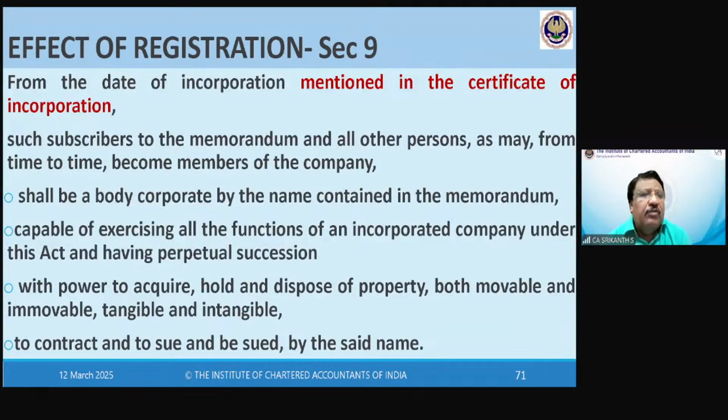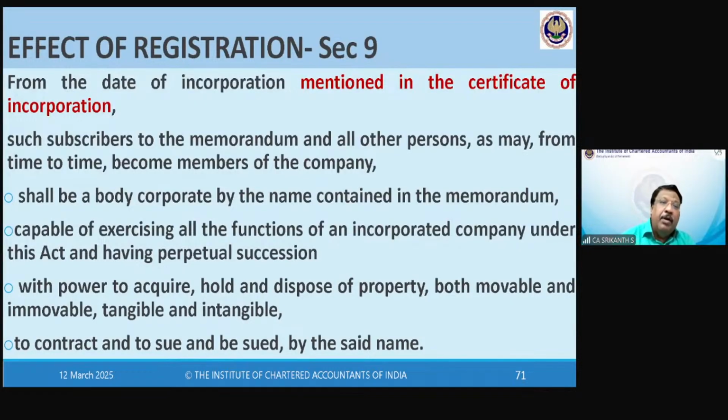So we saw what is the procedure for incorporation. At the end of the process of incorporation, we have something called a certificate of incorporation. It's a very important document. The certificate of incorporation is a conclusive evidence from the date of incorporation mentioned in the certificate of incorporation. I repeat, from the date of incorporation mentioned in the certificate of incorporation. So what is written in that certificate of incorporation would be the date of incorporation.